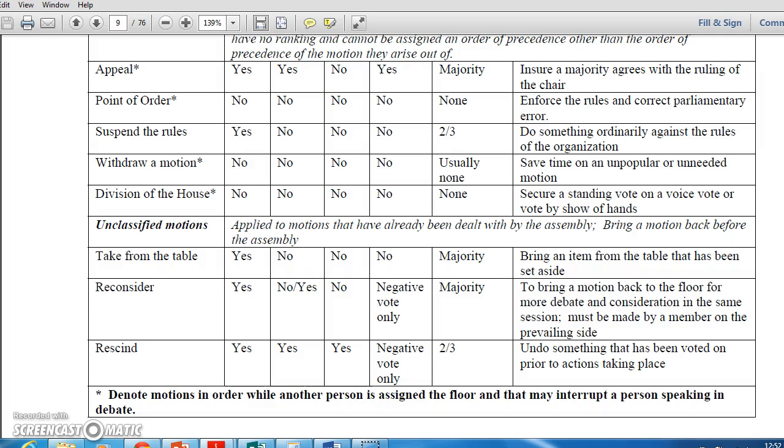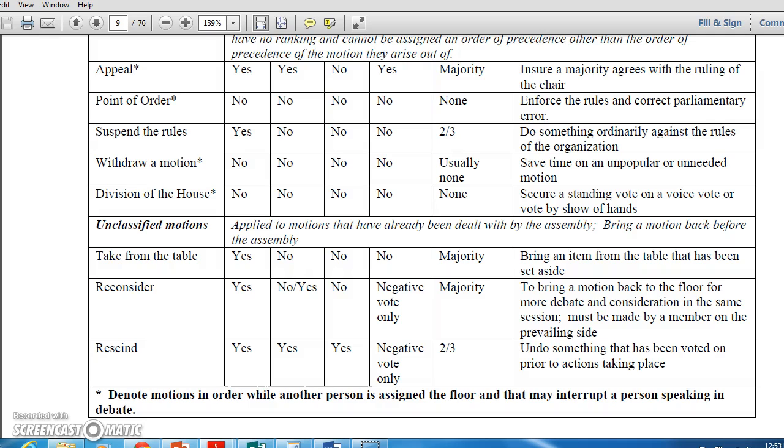All right, and then we have three unclassified motions. Those are take from the table. So if we tabled it like we talked about earlier, this would be how you brought it back before the group. Reconsider. Reconsider brings something that has already passed or failed in the same meeting back to be reconsidered. And then rescind. Rescind completely does away with something that has been voted on.